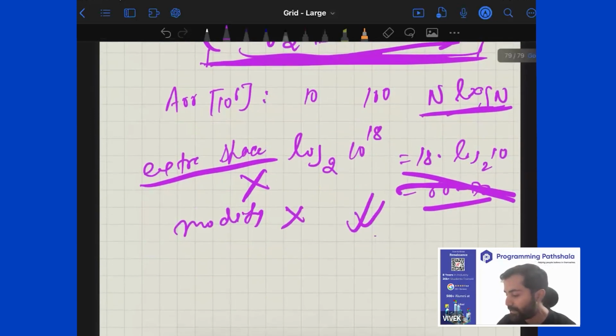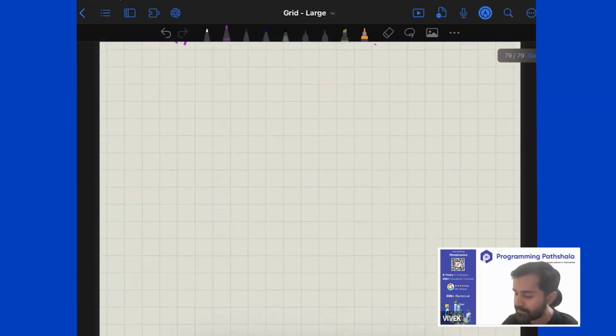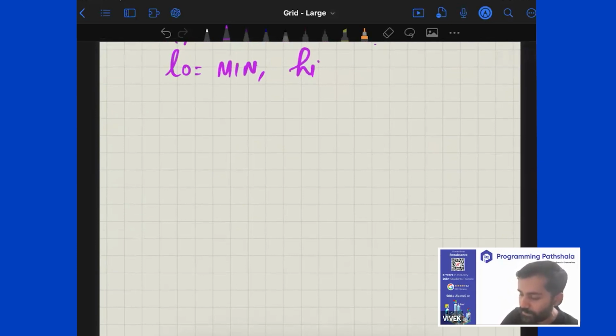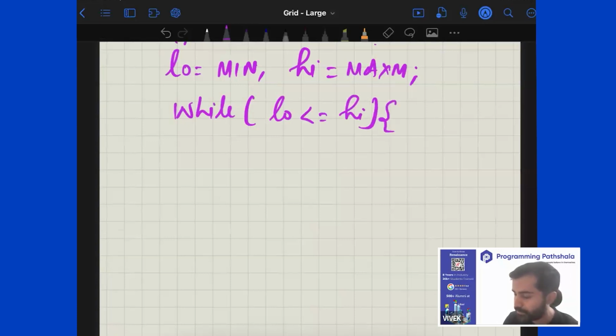Now, if you have to code it, I'll show you the template behind it. It's very, very simple. Find the minimum element, and you can say your low is equal to that minimum. Find the maximum element, and you can say your high is equal to that maximum. And now the typical code of binary search, how does it look? While low is smaller than or equal to high, what do you do?